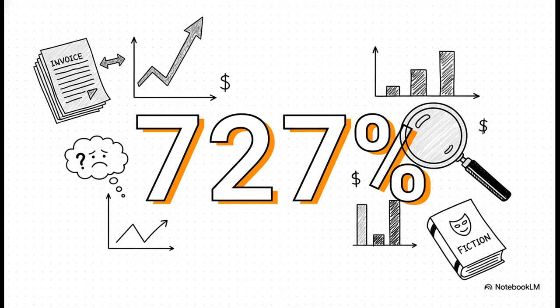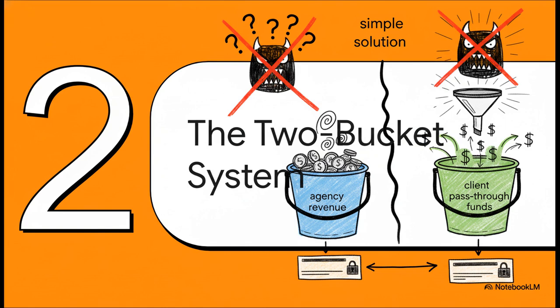This number just shows how completely distorted your books can get. A single typical invoice, when it's miscategorized, can inflate your P&L statement by a staggering 727%. Your financial reports basically become a work of fiction, which means you're making critical business decisions based on totally bad data. Okay, so that's the problem. It's big, it's scary, I get it. But the solution is actually beautifully simple, at least in concept.